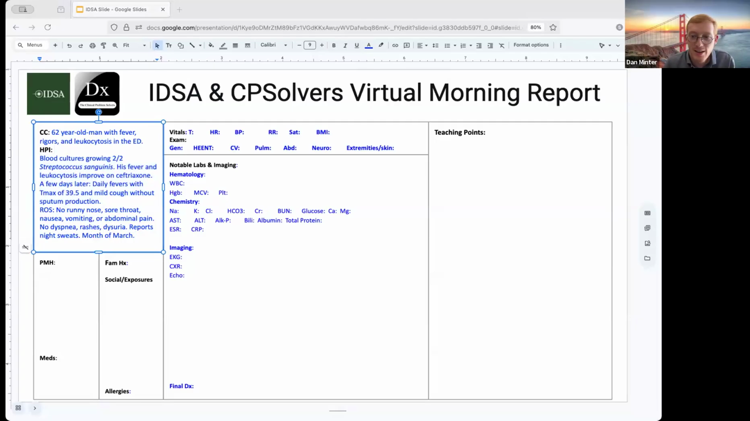And thanks so much, Wasim and Jonathan and everybody. Both of these groups, CPSolvers and the IDSA Fellows Group, are near and dear to my heart. So really an honor to be invited here to chat with you all, with Varun as well.